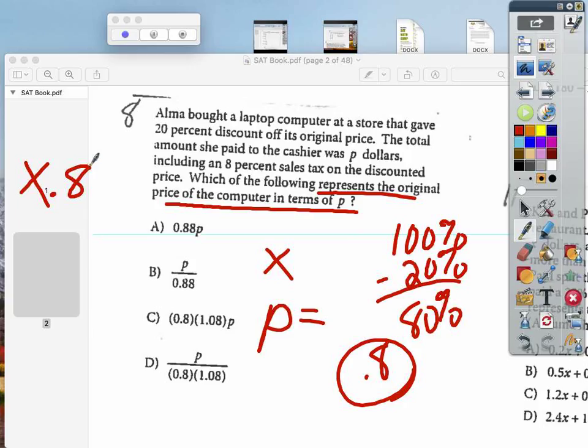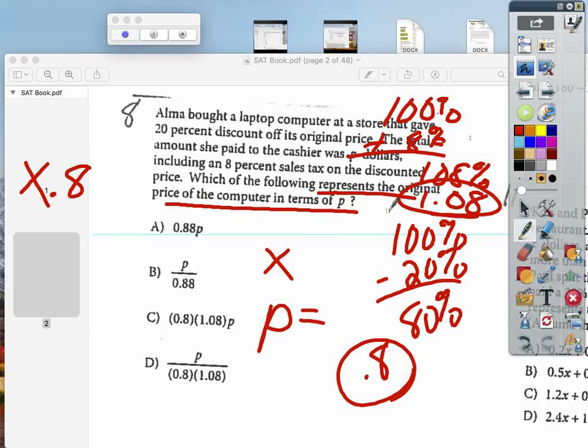Then I have something called sales tax. Now with discounts, I subtract. Everyone understand? I subtract. But if I add tax to it, I add it to the percent. So this is now my 100% price, and I'm going to add 8% to that. That gives me 108%, or 1.08. So after I take my discount, I add the tax by multiplying by 1.08. That is going to equal my price.